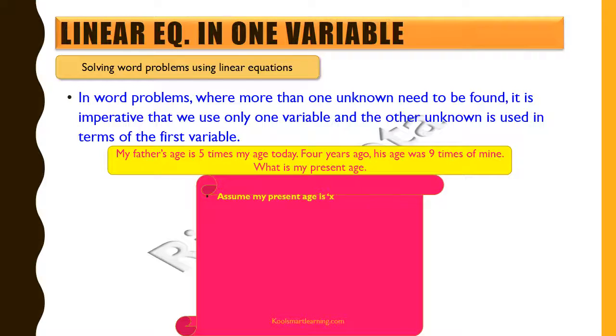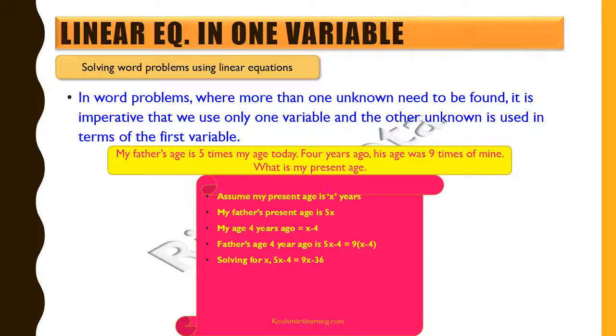So now let's see how do we solve it. I assume my present age is x years. My father's present age is 5x, because it says my father's age is 5 times my age today. Then I say my age 4 years ago was x minus 4, and 4 years ago it says my father's age was 9 times of mine. So that means 5x minus 4, because my father's current age is 5x. So his age 4 years ago was 5x minus 4, and that is 9 times of my age at that time, which is x minus 4.